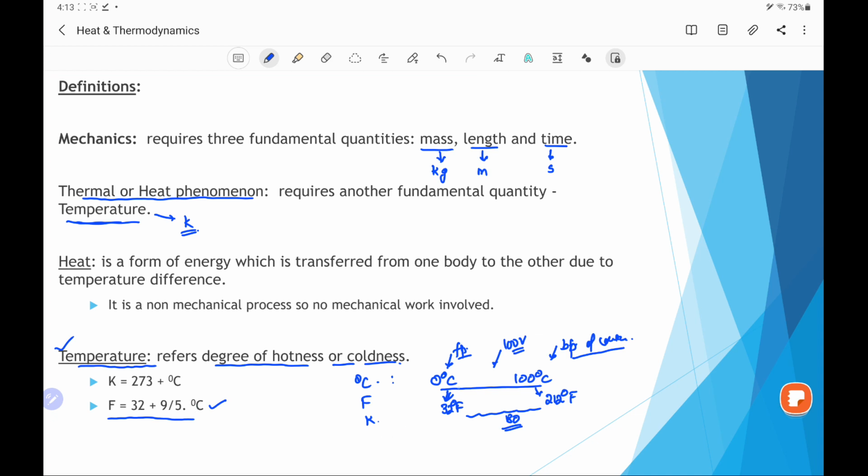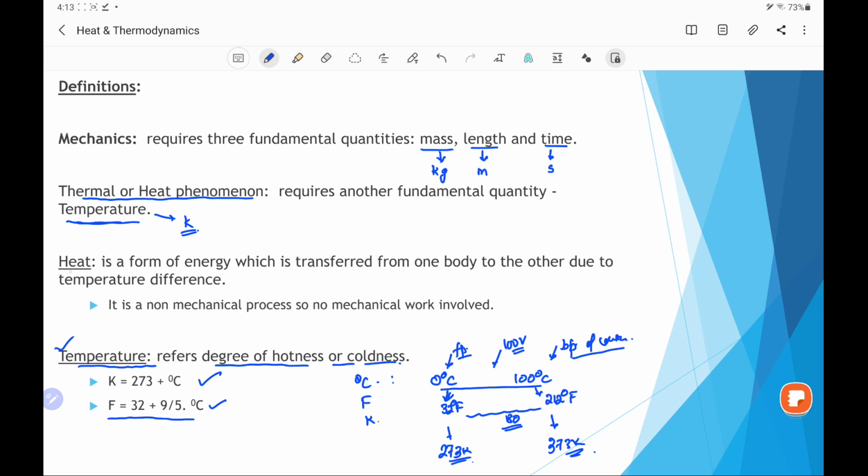On the Kelvin scale, 0 degrees Celsius is referred to as 273 Kelvin, that is, it is the freezing point of water, and 100 degrees Celsius, which is the boiling point of water, is referred to as 373 Kelvin on the Kelvin scale. So the conversion of temperature from Celsius to Kelvin is 273 plus the degree Celsius.